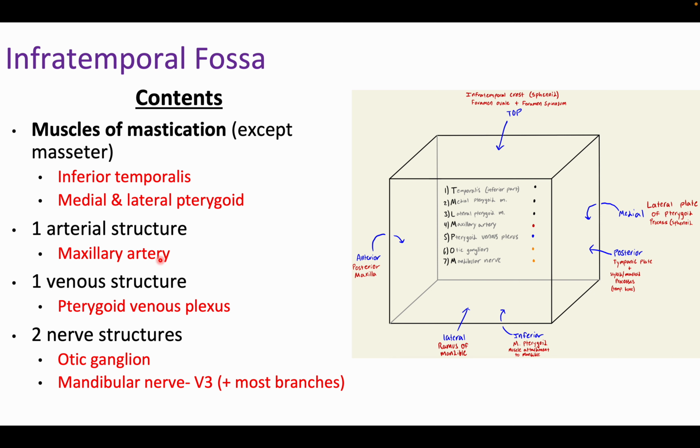Arterially, we're going to have the maxillary artery coming off, which we'll look at more, but it's going to be one of the terminal branches of the external carotid artery, and it's going to give off a bunch of branches in this region. We also are going to have one venous structure, which is going to be the pterygoid venous plexus. And again, we're going to look at all of these in more depth, but that's just going to be a venous plexus that's associated with some other regions and sinuses. And then finally, we'll have kind of 2 nerve structures, which are going to be the otic ganglion that we've talked about and the mandibular nerve. So that's V3, and most of its branches are going to be in the infratemporal fossa.